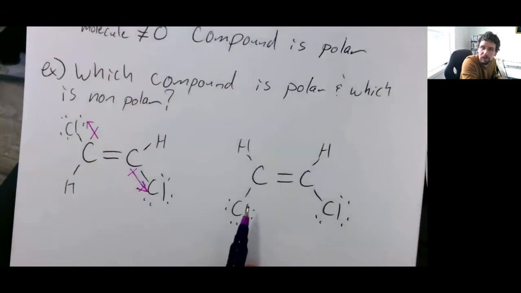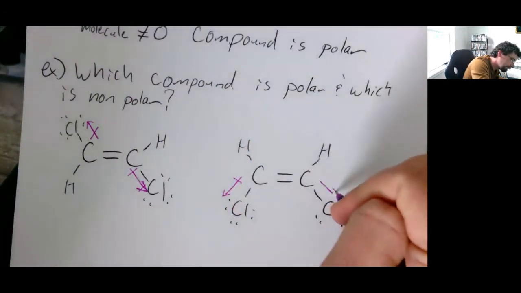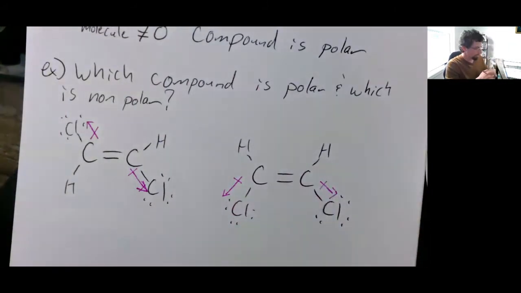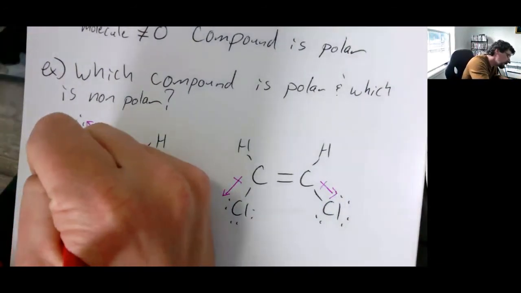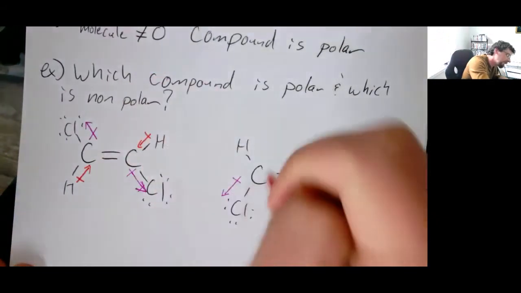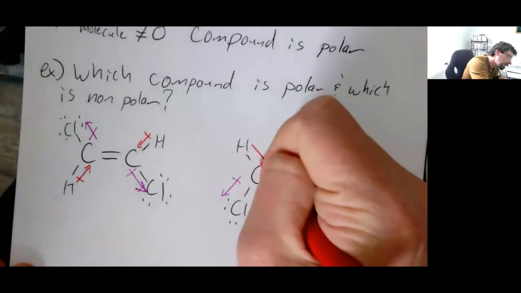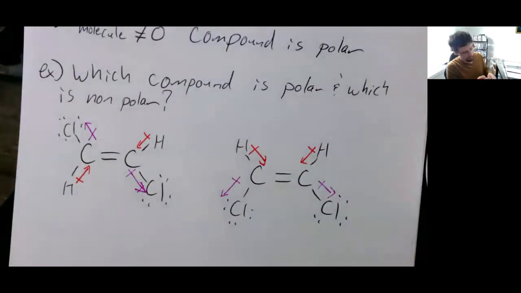Okay, let's do the same thing for this system. Now, in red, let's draw out the bond dipoles for these hydrogen-carbon bonds. We know that hydrogen has a lower electronegativity than the carbon, so we will have them pointing towards the carbon. And in this system, again, we have them pointing towards the carbon. Great. So now let's look at the addition.